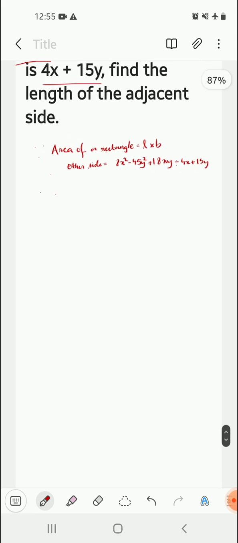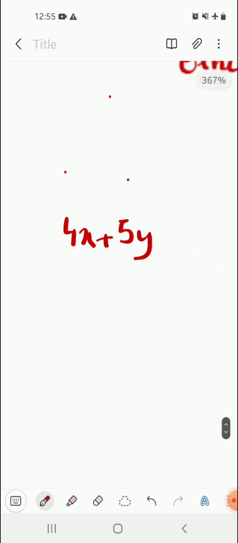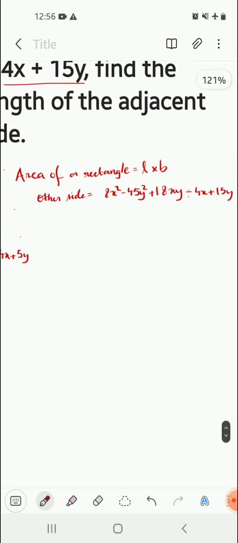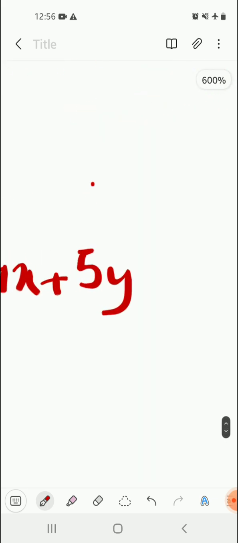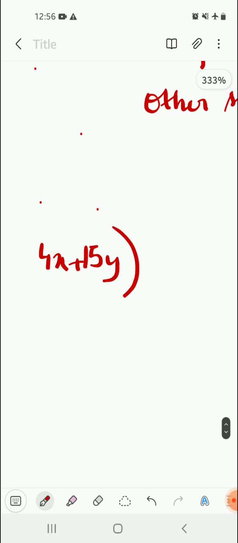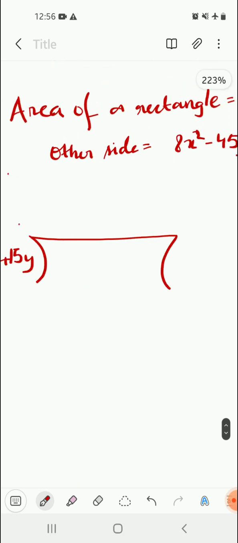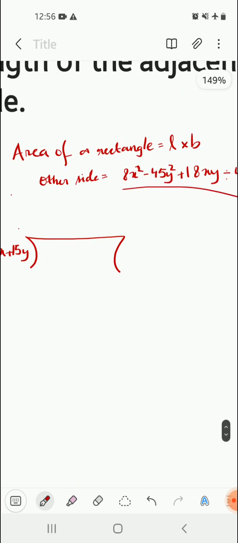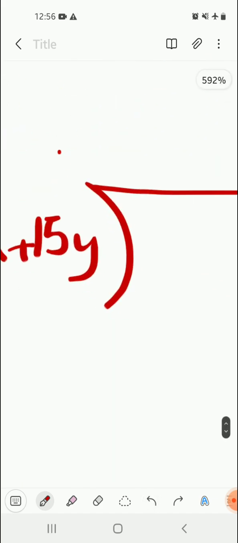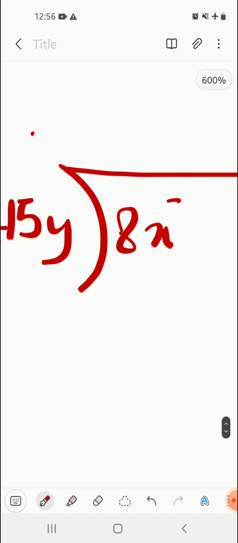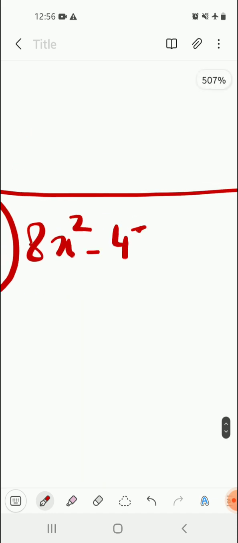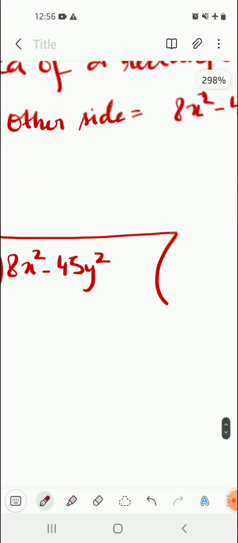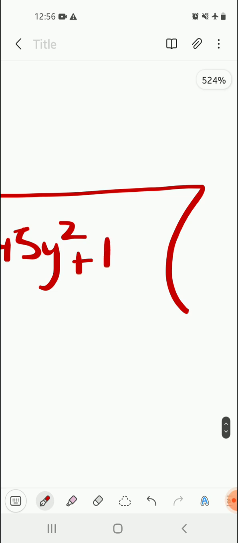Now we are going to divide it, simply the process that we follow. So 4x plus 15y needs to be written here. This is the divisor. And then it's 15y, not 14. 4x plus 15y. And the dividend to be written in between: 8x square minus 45y square plus 18xy.